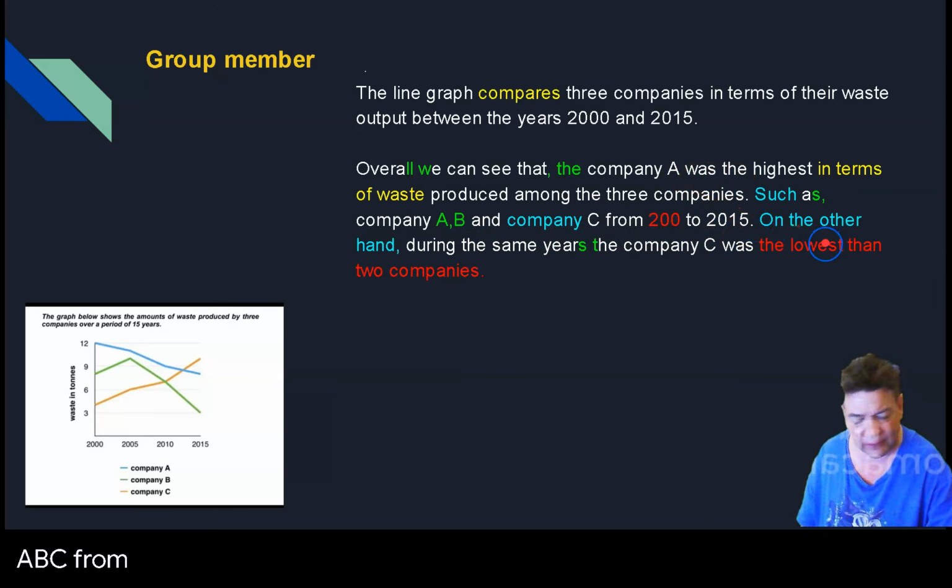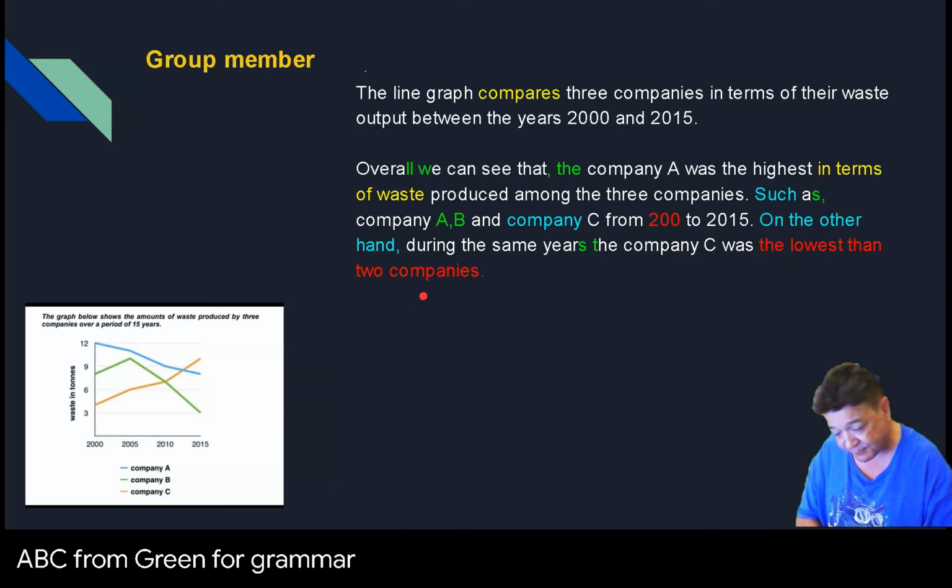On the other hand, no, don't use that in task 1. That's for ideas. "On the other hand, during the same years, comma, the company C was the lowest than 2 companies." Okay, that should be green for grammar. You don't use lowest with than, among, where it was lower than the other 2 companies, and it's not. It clearly exceeded company B in 2010 and was the highest at the end.